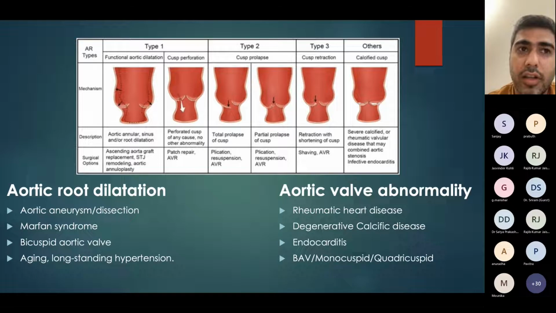As we had discussed earlier, the function of the root is important. So if there are any pathologies with the sinus, the sinotubular junction, or the ascending aorta, it can also cause aortic regurgitation, like seen in aortic root dilatation secondary to aortic aneurysms, dissections, Marfan syndrome, bicuspid aortic valve, in aging, in long-standing hypertension.